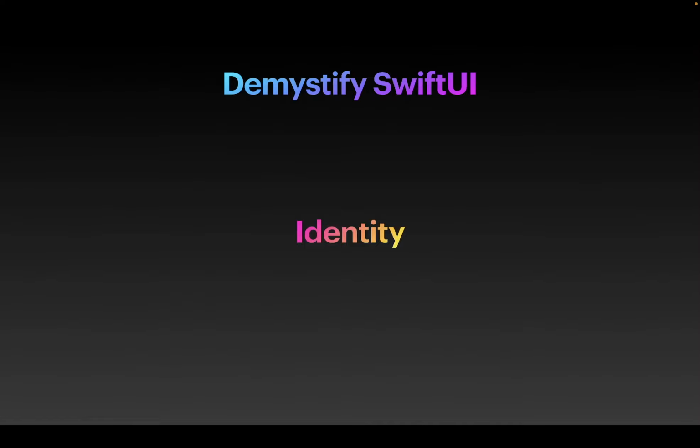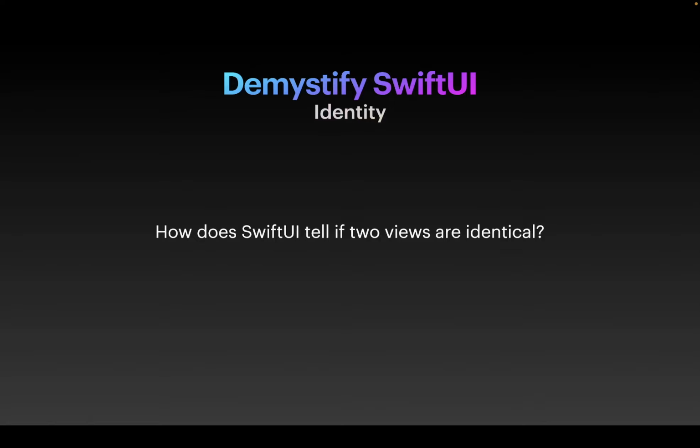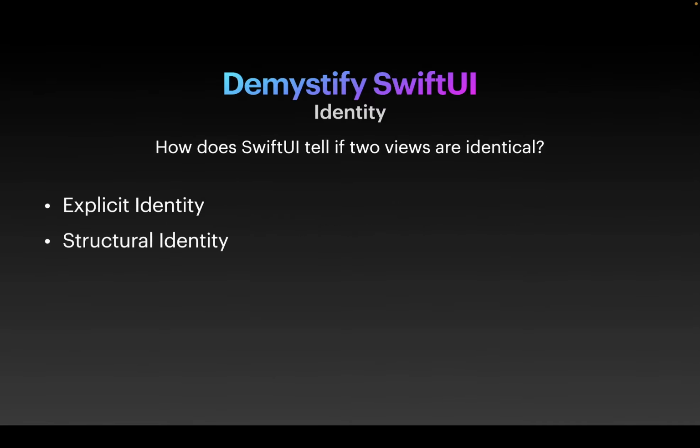Okay, now let's get to identity. Identity is quite important in SwiftUI because it can be used to optimize the performance of the UI redraw process, and it can also help SwiftUI animate things. So let's take a look at how SwiftUI actually tells if two views are identical or not. Of course, it uses some identity to identify the views. There are two different types of identity. The first is explicit identity. The second is implicit identity, also called structural identity.